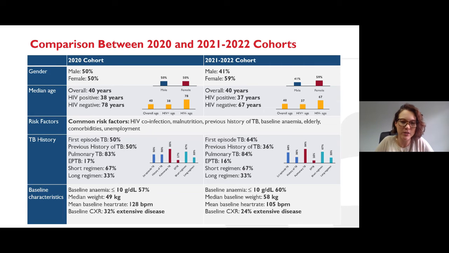And then finally, when we looked at the baseline chest X-ray results, we categorized that as either being normal, consistent with TB, consistent with TB extensive disease, and other findings. We found that for baseline chest X-rays, 32% had extensive TB disease in the 2020 cohort, compared to 24% in the follow-up cohort.